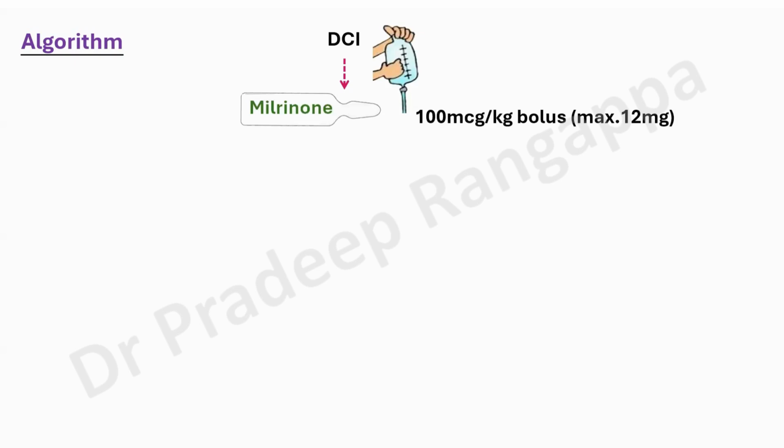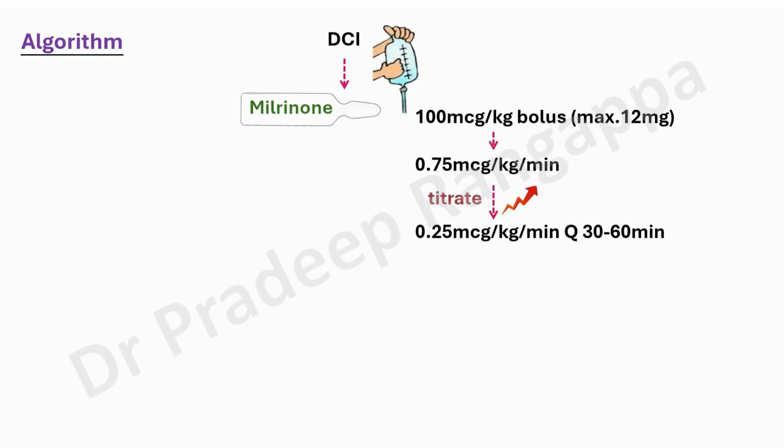So if there is delayed cerebral ischemia, the first step would be to give fluid resuscitation. You have to ensure the patient is euvolemic and not hypovolemic. And then one can consider Milrinone. The dosage is a 100 micrograms per kg bolus, and the maximum you can go up to is 12 milligram, followed by 0.75 micrograms per kg per minute if delayed cerebral ischemia has been proven. And after that, one can titrate with increments.